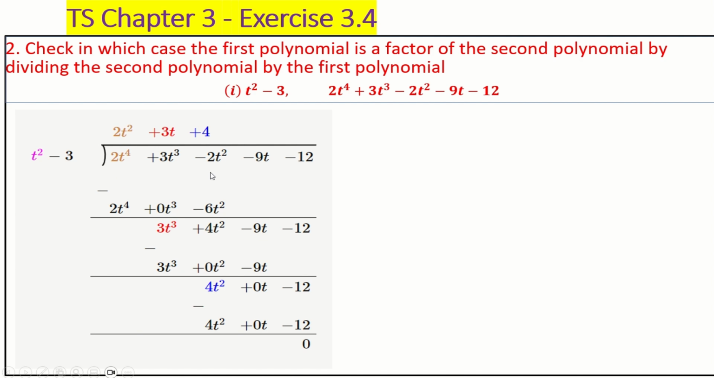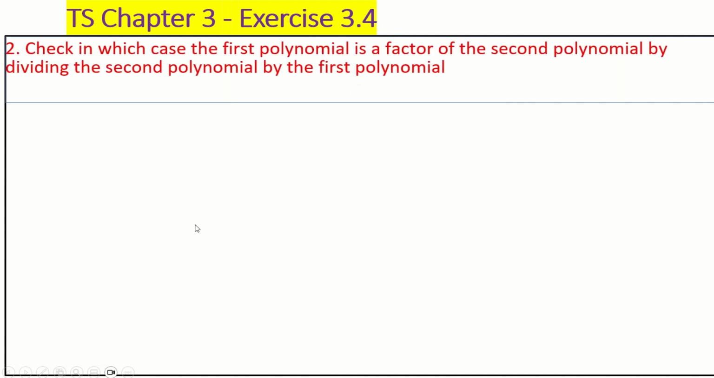Okay. So this one also, it's a straightforward method. Only thing is, if you see t square minus 3 is there, the t term is missing. Okay. So carefully do it. So with this, what you will get is remainder is 0. Okay. So t square minus 3 is a factor of the given polynomial. We have to check here in this case if this is a factor or not. It's a factor because the remainder we got is 0.